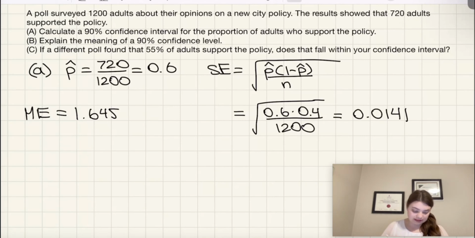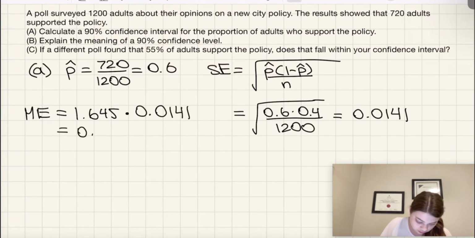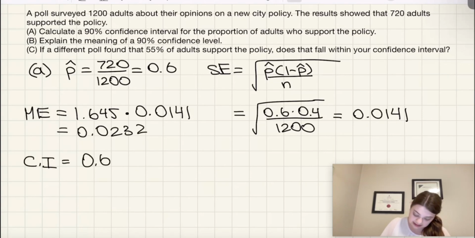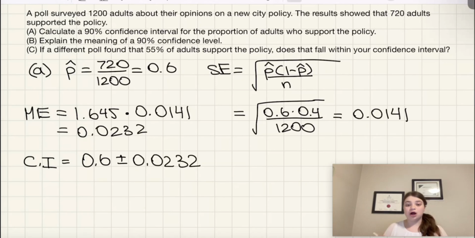Okay, so 1.645, and then times our standard error, which is 0.0141. And if we do that, I'm getting about 0.0232. And so therefore, our confidence interval is going to be equal to 0.6, which was our sample proportion, plus or minus 0.0232, because we can be 90% confident that we are off by this amount or less in either direction.